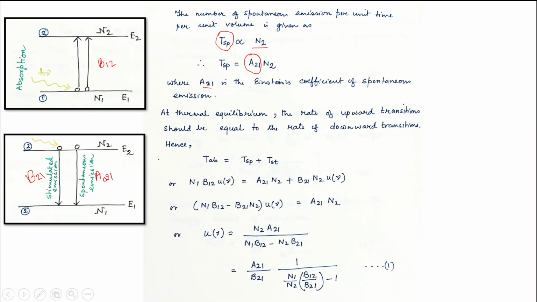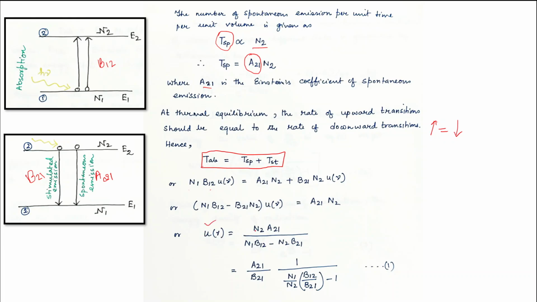Now, at thermal equilibrium, the rate of the upward transition is equal to the rate of the downward transition. So we can write T_AB is equal to T_ST plus T_SP. That is, the probability of absorption is equal to the probability of emission. This is all the emission. So if we put in all the values of these probabilities, we get N1 B12 U nu equals A21 N2 plus B21 N2 U nu.